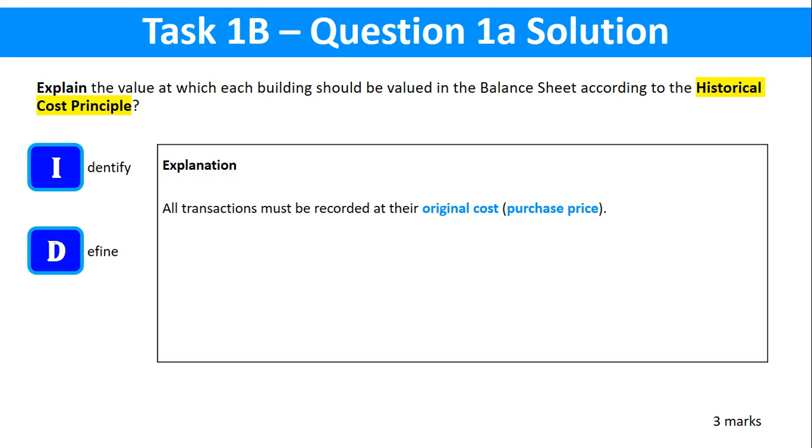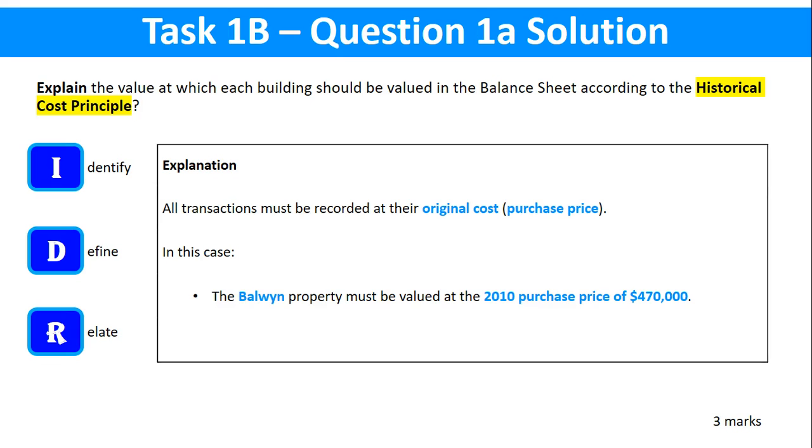Let's get it down into a nice neat summary we can put in. All transactions must be recorded at their original cost or purchase price. Now we need to relate that to this question. In this case, we're going to say Balwyn must be valued at its 2010 purchase price of $470,000 and Richmond must be valued at its 2003 purchase price of $250,000. The R for relate basically means you need to answer the question. You're asked how each building should be valued, so we need to see a number there: Balwyn $470,000, Richmond $250,000.